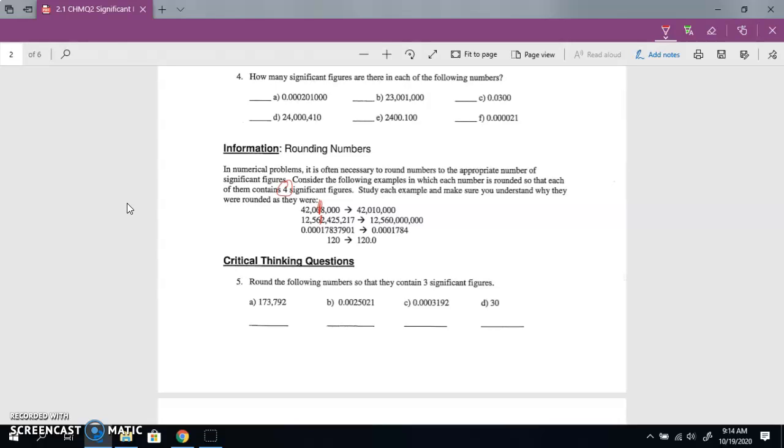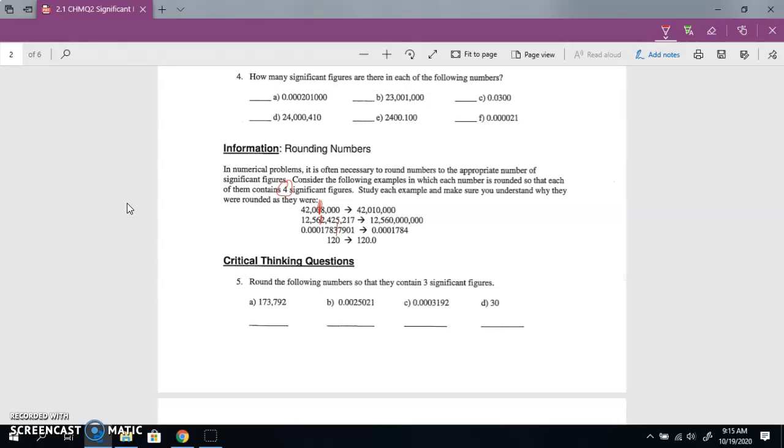Okay, with this number right down here, these are beginning zeros, so these zeros are not significant. So our first sig fig is this 1 that's right here. And so we're going to put our rounding bar between the 3 and the 7.